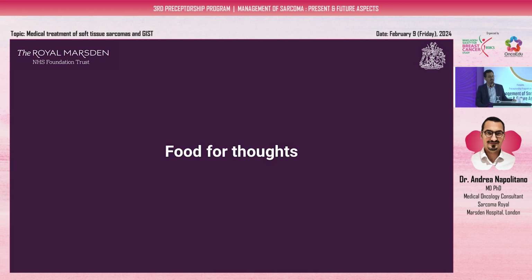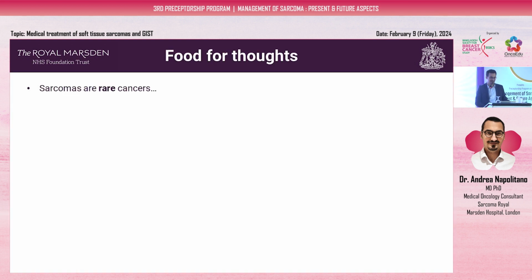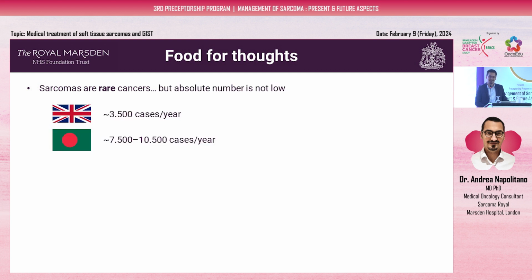Now, after our conversation, I've just added a couple of slides to stir the discussion. Sarcomas are rare cancers, true, but the absolute number is not low. In the UK, we have at least 3,500 cases per year. Considering that the population of Bangladesh is higher compared to the UK, and also considering the age distribution, with more younger patients in the Bangladeshi population, and that the relative risk of sarcoma in the younger population is higher, probably there are between 1,700 and 10,000 cases per year. So yes, rare, but we think this population should not be neglected just because they represent 1% of all cancers. Still, a lot of patients.